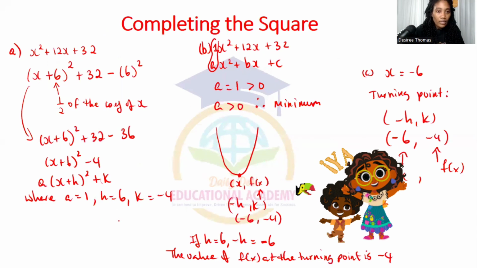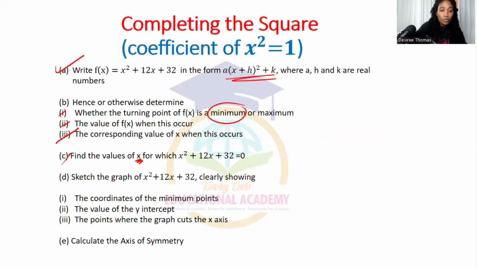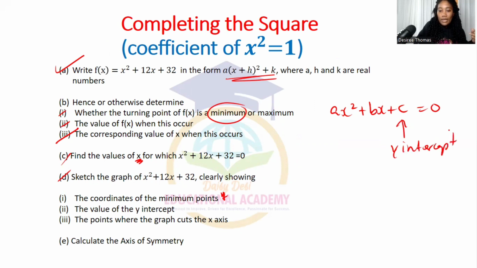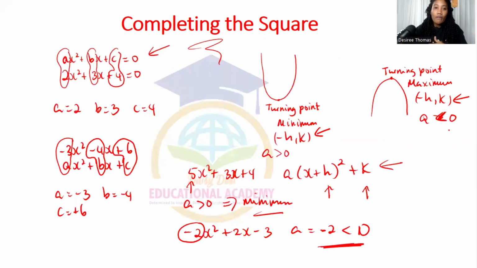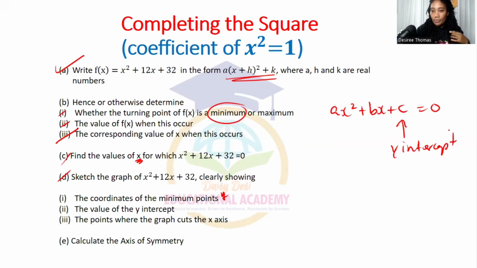Cool. All right. So what's the next thing they asked us to do? So part D now, they asked us to sketch the graph of this, clearly showing the minimum points. We already worked on the minimum points. So we have the value of the y-intercept. Now, I didn't tell you what that is. So if you have a function or a quadratic equation, ax squared plus bx plus c equal to 0, this here is our y-intercept. What is our y-intercept?